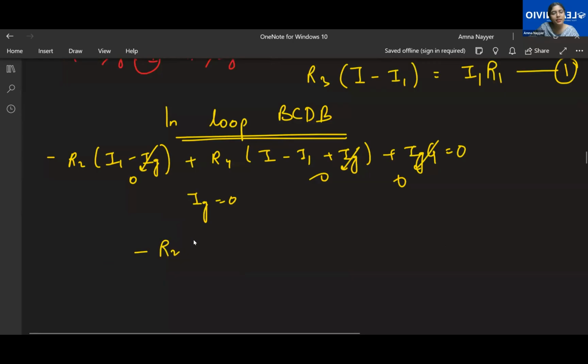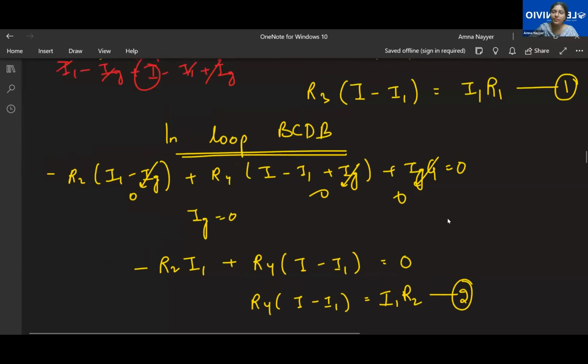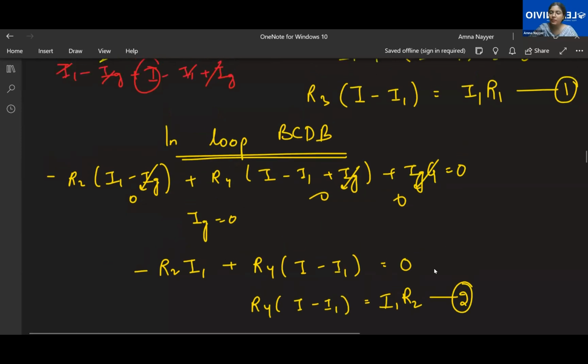This says minus R2I1 plus this says R4 into I minus I1 is equal to 0. So we can say R4(I minus I1) is equal to I1R2. That's our second equation. We already saved our first equation here. We have our second equation now.